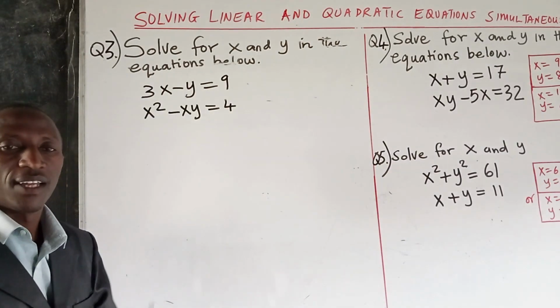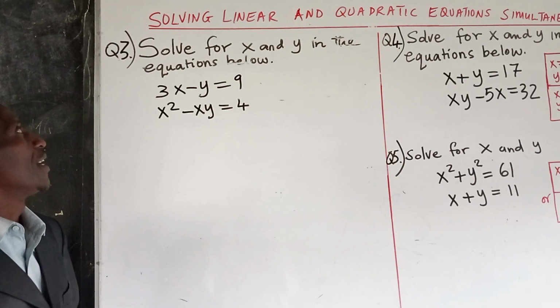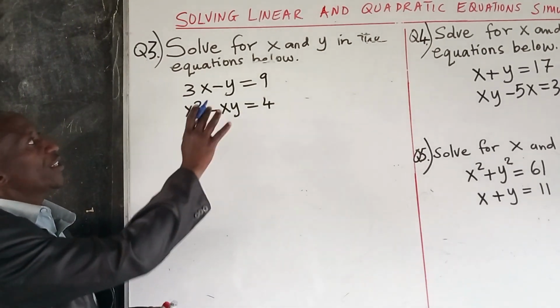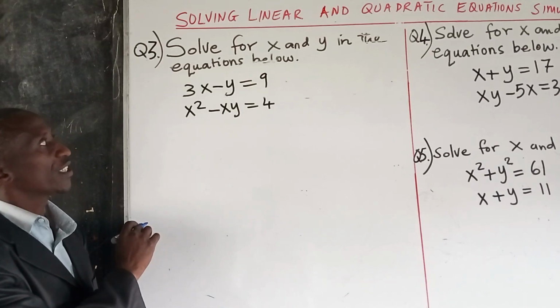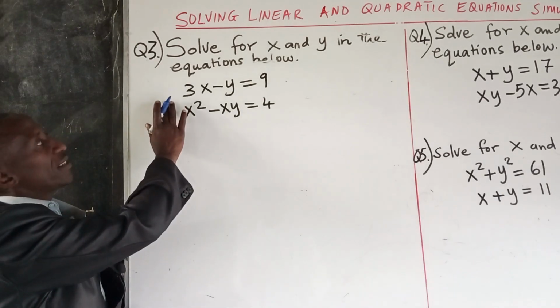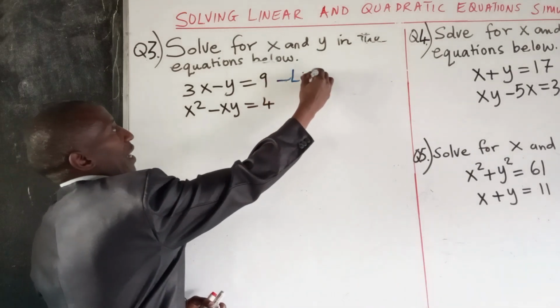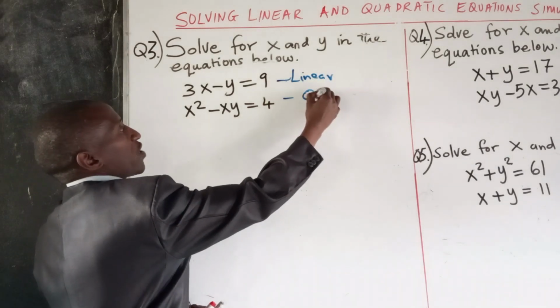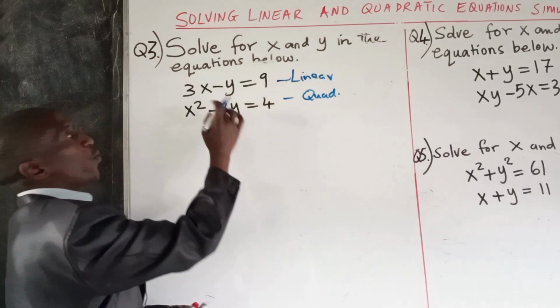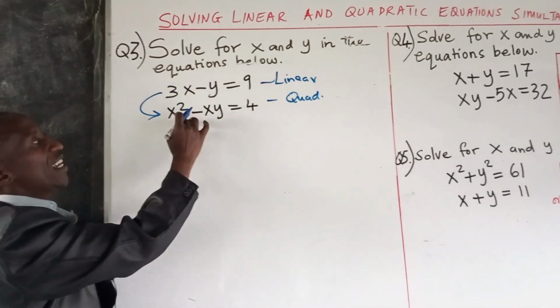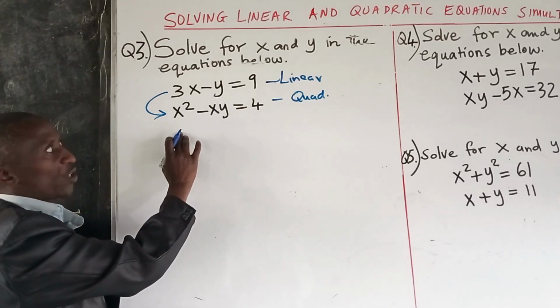Viewers, welcome back. Let's look at question number 3. In question number 3, we are required to solve for x and y in the 2 pairs of simultaneous equations given here. Looking at this, the first equation is the linear equation. This is the linear equation, whereas this is the quadratic equation. So we bring in the linear equation into the quadratic equation.